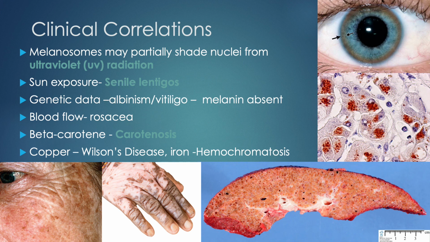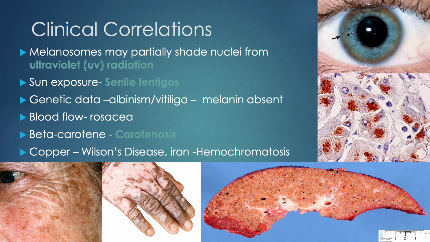ultraviolet radiation. What that means is the nuclei subjacent to those melanosomes will not get as exposed to ultraviolet radiation, and therefore will not be damaged. So that means lower risk of cancer. There is actually some very slight benefit to getting a little bit of sun exposure, but not too much. Now, sun exposure will also cause something called senile lentigos in people who get too much sun exposure.